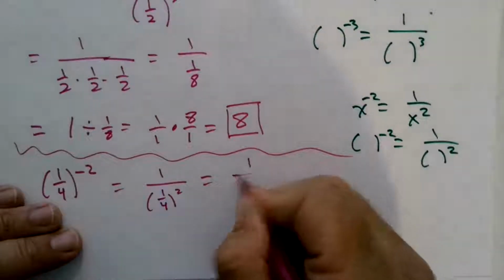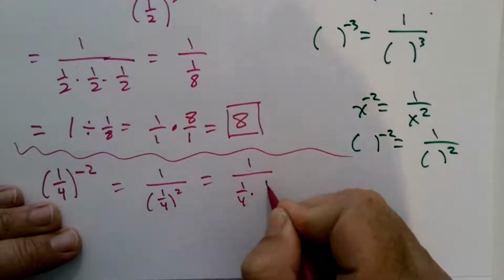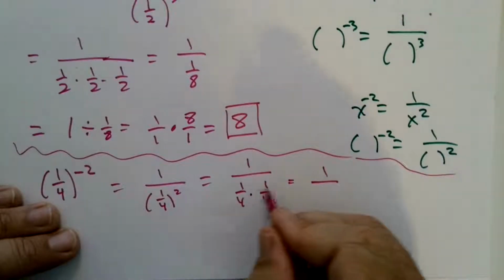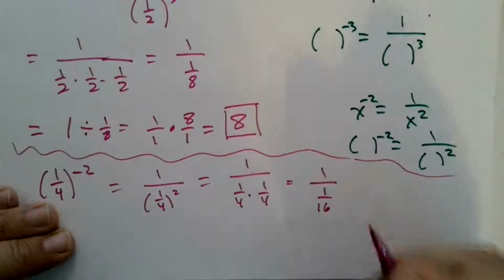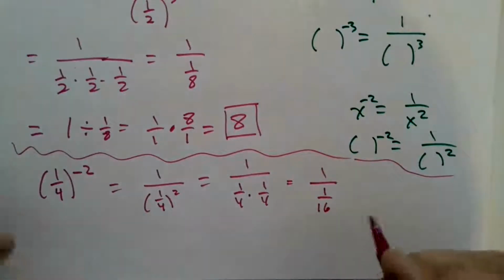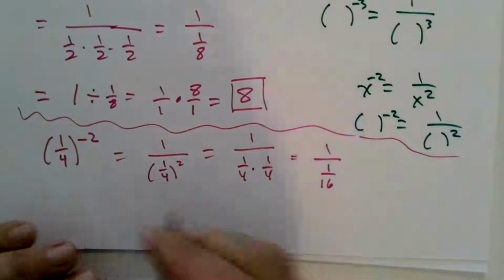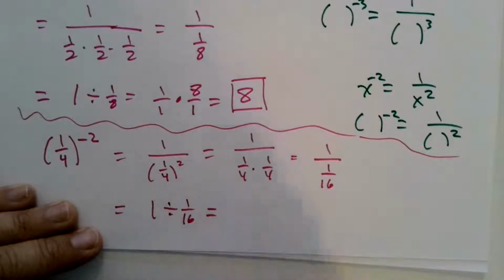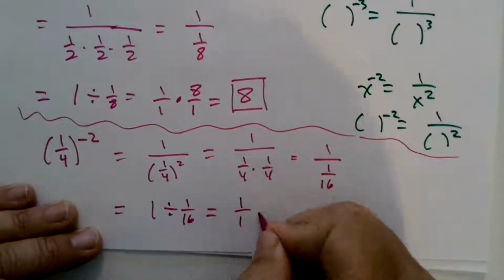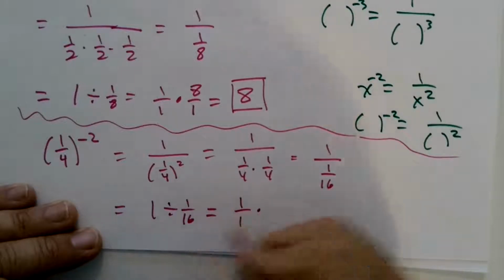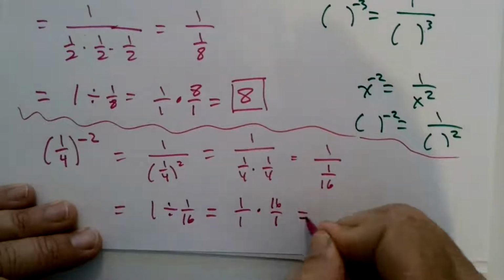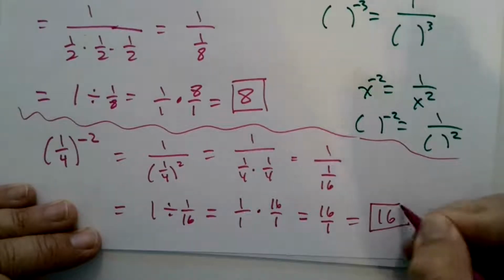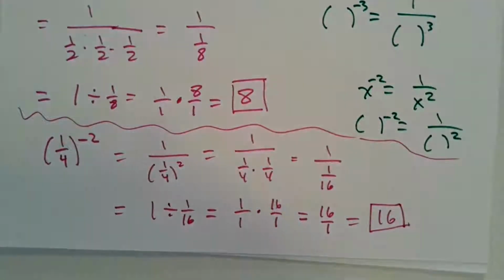1/4 squared, which is 1 over 1/4 times 1/4, which is 1 over 1 times 1 is 1, 4 times 4 is 16, 1 over a 16th, which is 1 divided by a 16th. 1 as a fraction is 1 over 1 times, take the reciprocal and multiply. The reciprocal of 1/16 is 16 over 1. 1 times 16 is 16 over 1 is 16.